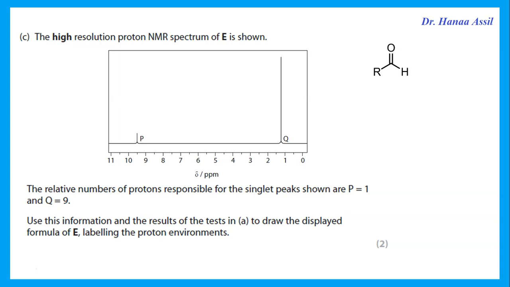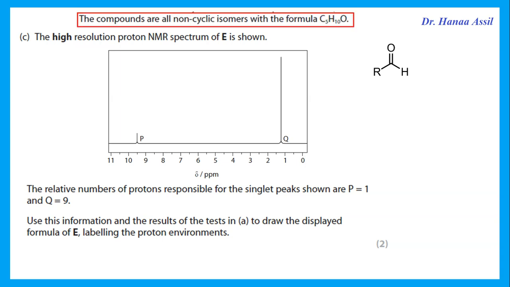So we're looking for an aldehyde that has one hydrogen at 9.5. That is the hydrogen of the aldehyde, the C double bond OH, that is the hydrogen. So that means that I have 9 hydrogens that are equivalent. And remember that he told me that the compounds have the formula C5H10O. So I want the hydrogens other than that of the aldehyde, I want all of them to be equivalent.